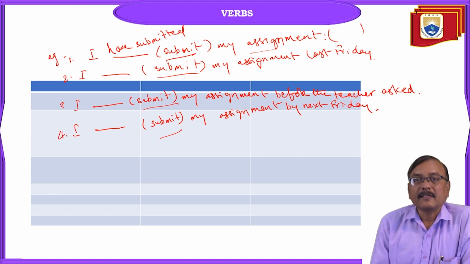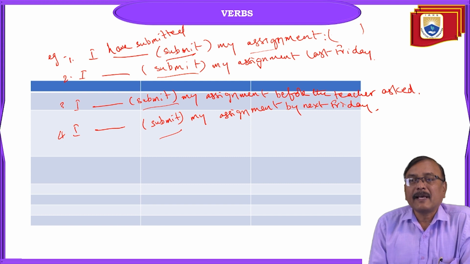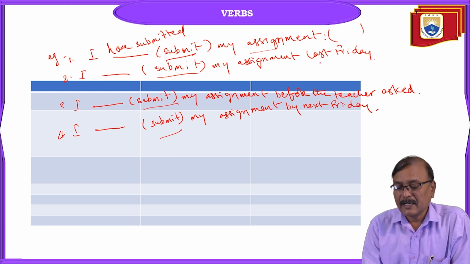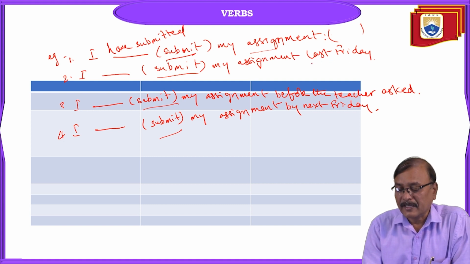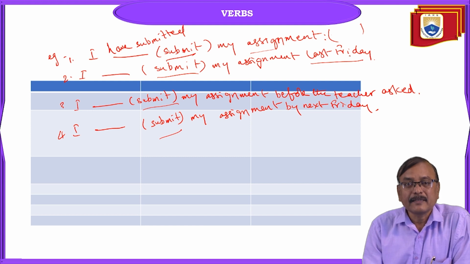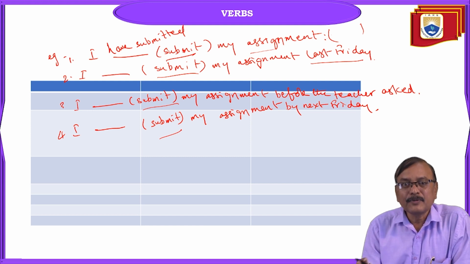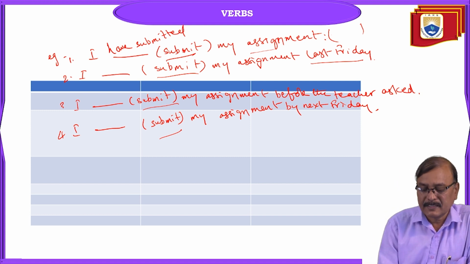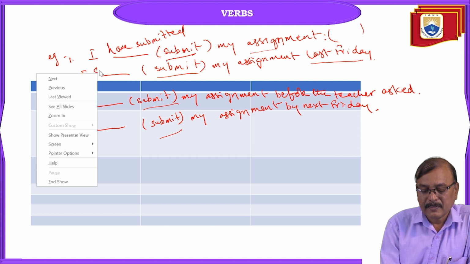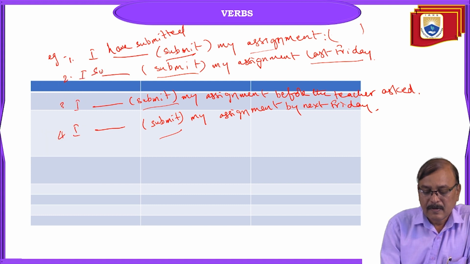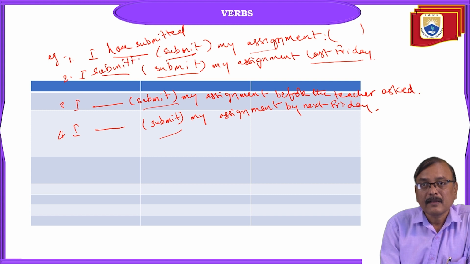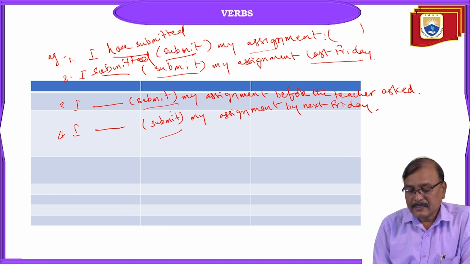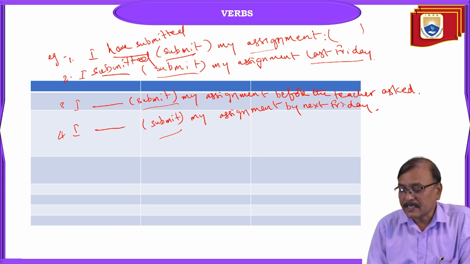Right? So in the second one, I dash submit my assignment last Friday. This is also completed action. But here, when did you submit? Last Friday. When this time is mentioned, when it is completed action and whose time is known or mentioned, go with the subject plus V2 form. That is here simply V2 form. Submitted. Right?